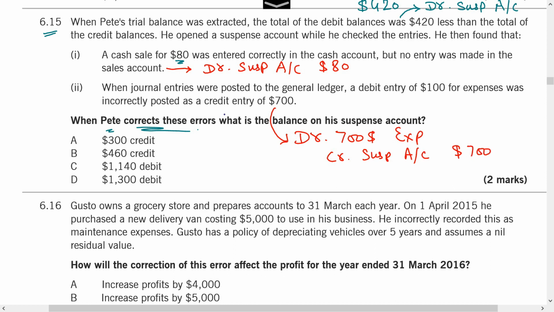So that means right now we have successfully removed the effect of this wrong entry, but we still have to record the expense of $100. So we will debit expenses by $100 and we will credit the suspense account by $100. So here we have credit amounts on the suspense account and here we have debit amounts on the suspense account. So we will net them off and we will have a credit balance of $300.